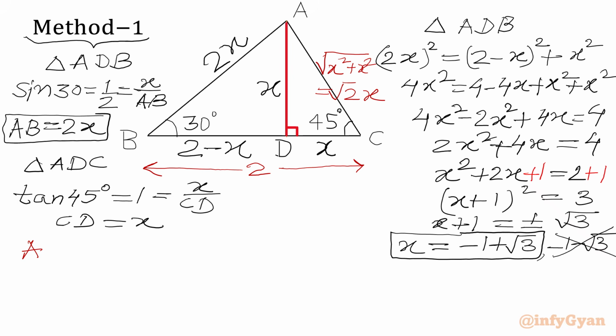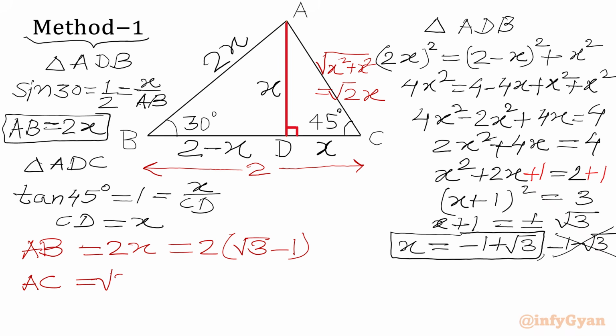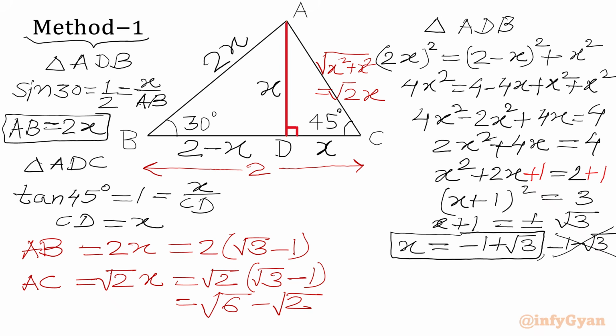Let's find AB equal to 2x, equal to 2 times (root 3 minus 1) units. AC will be equal to root 2 times x, equal to root 2 times (root 3 minus 1), which will be equal to root 6 minus root 2 units. So here we have side lengths AB and AC. This is our method number 1.